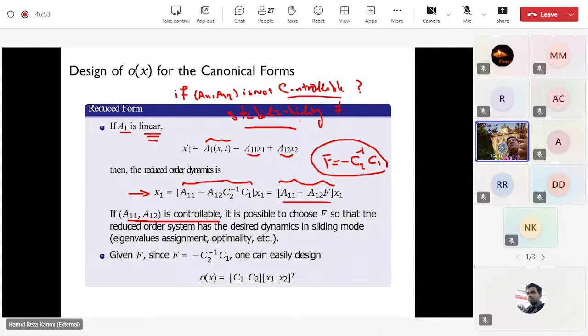So I can give you one example. What does stabilizability mean? Assume that you have a function G(s), okay? G(s) is equal to 1 over, for example, (s plus 1) multiplied by (s plus 2).